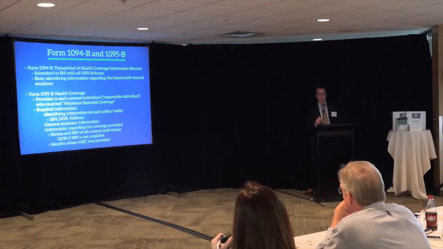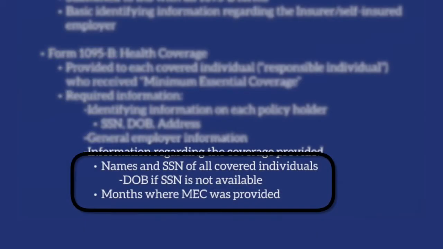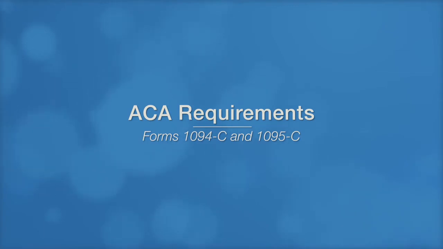Then you also need identifying information regarding the coverage provided. So this will include names and social security numbers of all covered individuals, including dependents. And then you also need to provide information for each specific month, if any, where minimum essential coverage was offered.